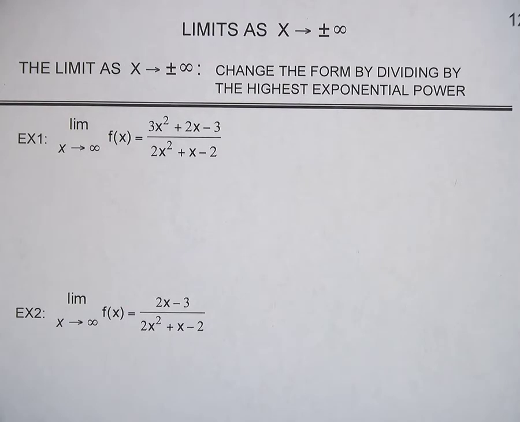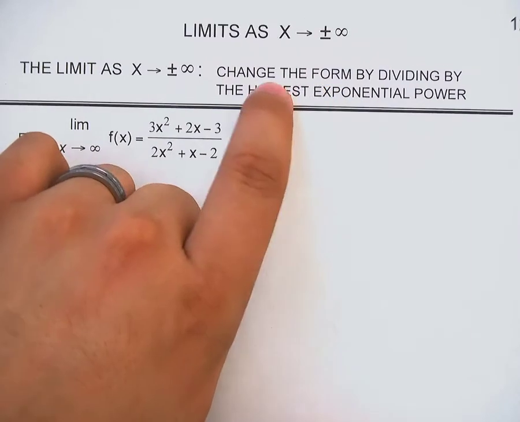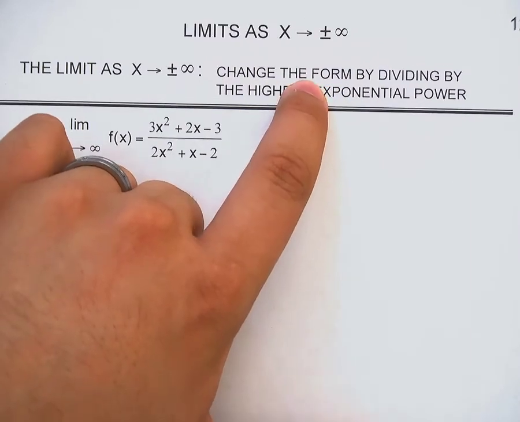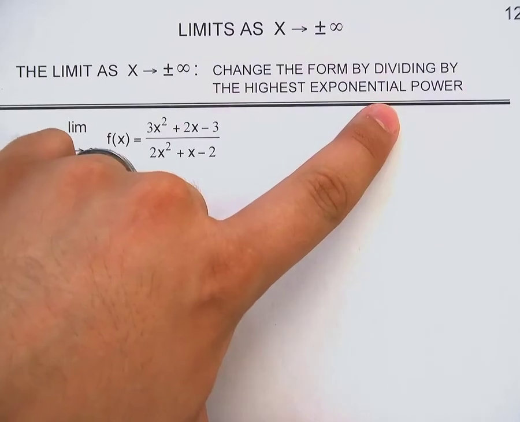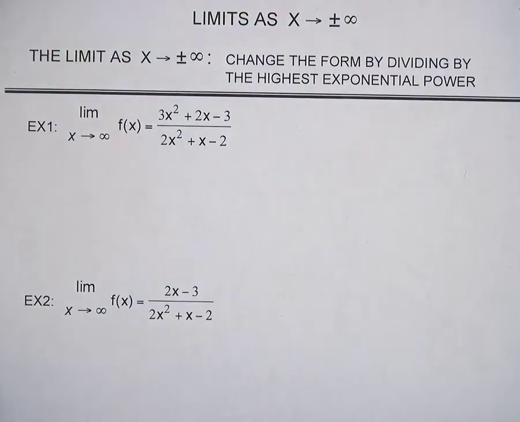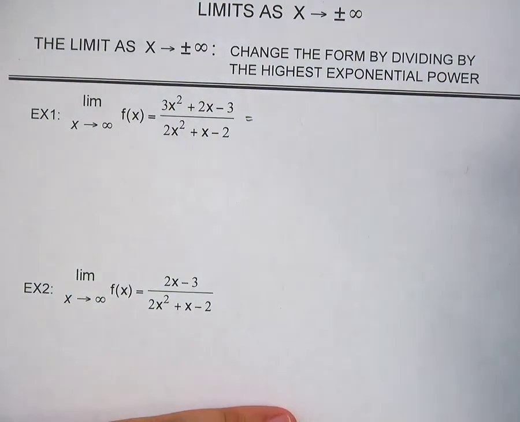What we're doing here, we are going to change the form of the equation, and how we're going to do it is by dividing by the highest exponential power, and that is to everything. We are going to divide everything. We're going to be some dividing fools. So here's what this is going to look like.